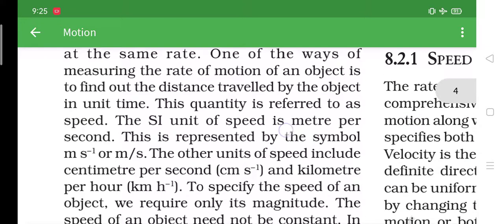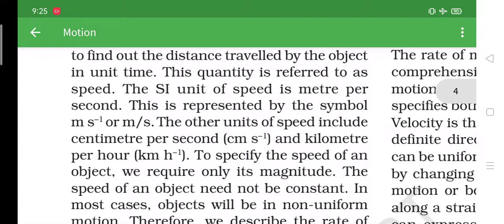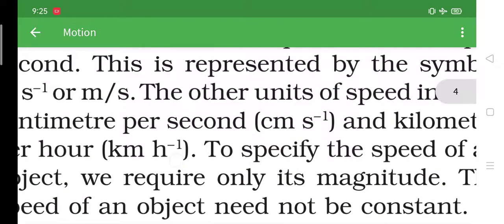The SI unit of speed is meter per second. So underline this. This can be asked in your 1 mark question, that what is the unit of speed. So that is meter per second. Now it is represented by the symbol m/s, as it is given both ways. The other units of speed include centimeter per second and kilometer per hour.